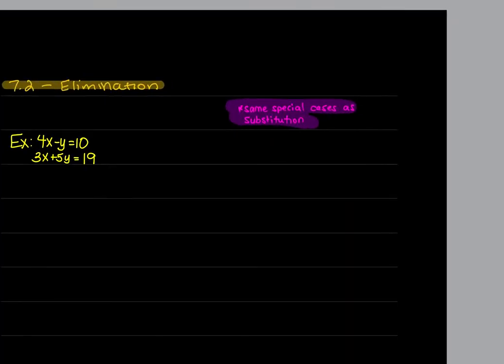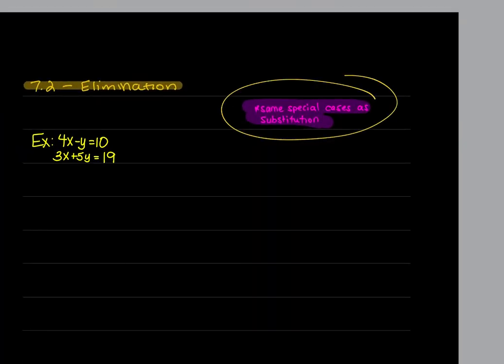So with elimination, and I wrote it over here, it's the same special cases as substitution. If it all cancels and it's a false statement, it's no solution. If it all cancels and it's a true statement, it's all real numbers. So I'm going to practice these. I feel like we're a little bit better than these, so I'm going to go a little bit faster, but let me know if I need to slow down.